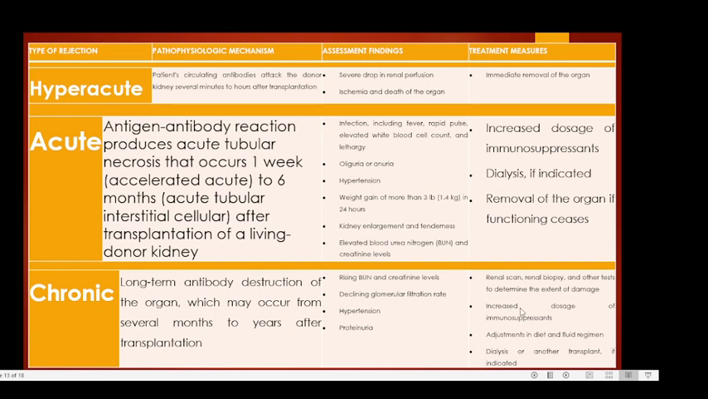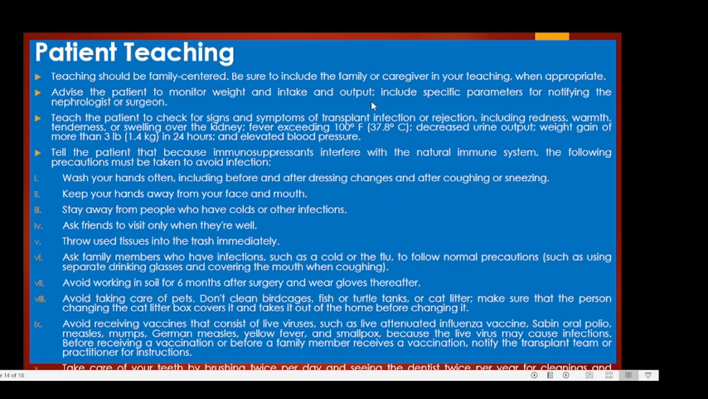We also have increased dosage of immunosuppressants, and adjustment in diet and fluid regimen. We could do dialysis or another transplant if indicated. Okay, so these are the general types of rejection in kidney transplant.